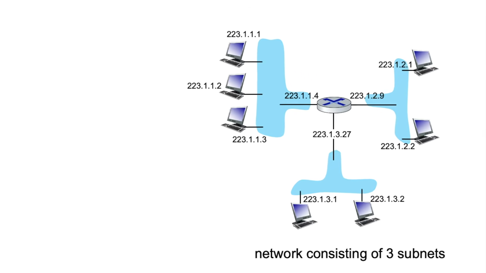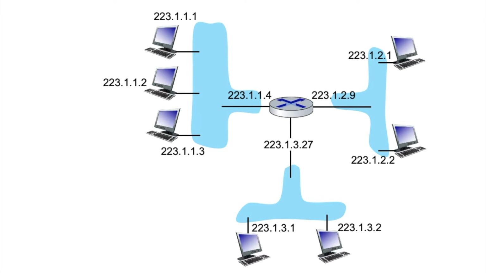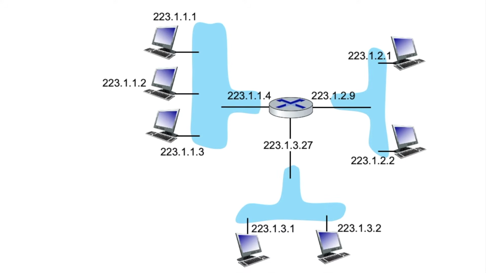If you take a close look at this figure, in particular the IP addresses in this figure, you'll notice that the interfaces that are connected to each other have similar but not identical IP addresses.